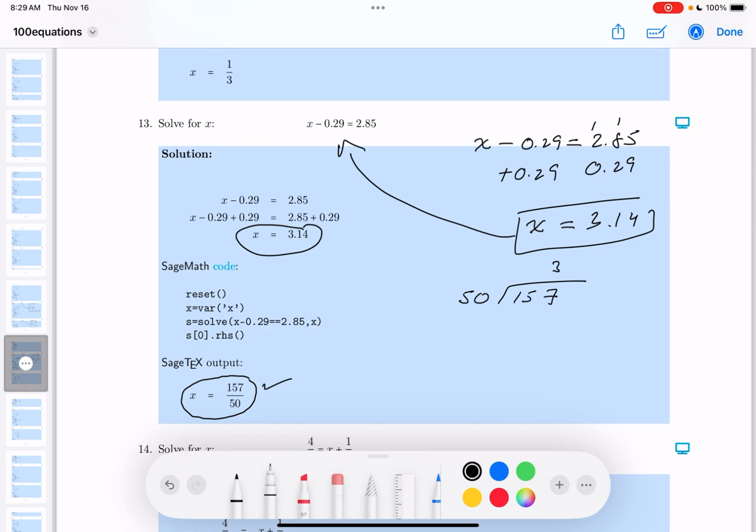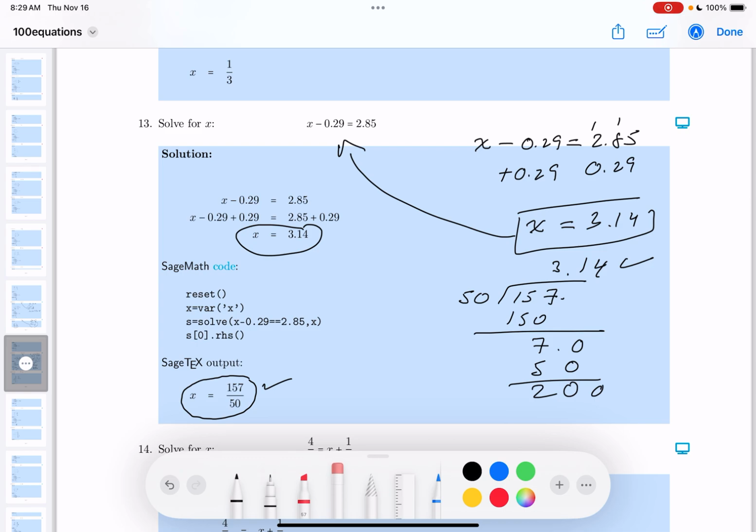I'm going to say it goes in 3 times, and that's 150. There's going to be a subtraction now. It's going to be 7, and I'm going to add a 0 now and do it again. 50 goes into 70 one time. Let's write that down. That's 50. Subtract. Add a 0 now. And what do you get there? Well, it goes in 4 times, so you do get 3.14. Again, for students that are using calculators, you could take 157 over 50 and convert that into a decimal.